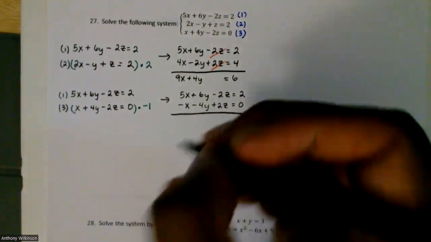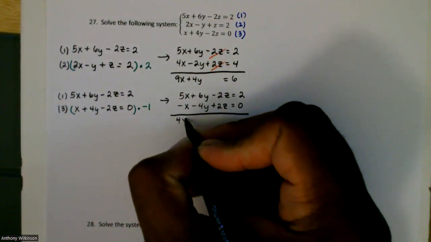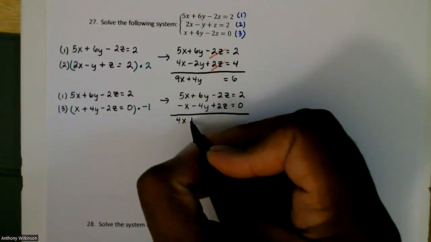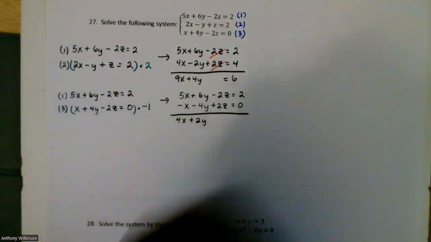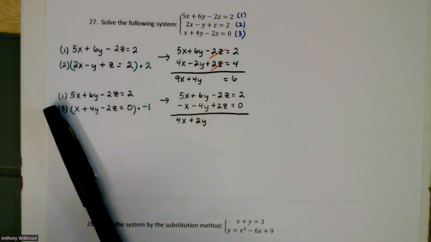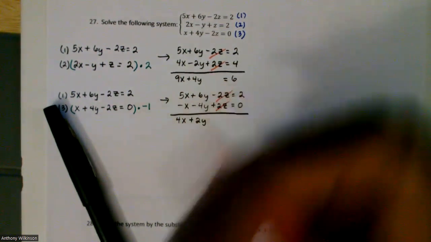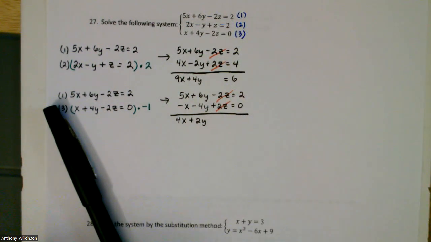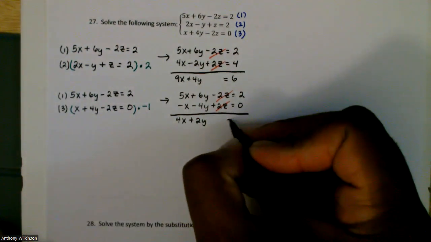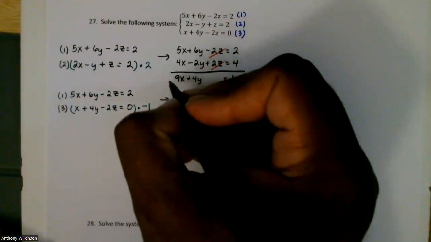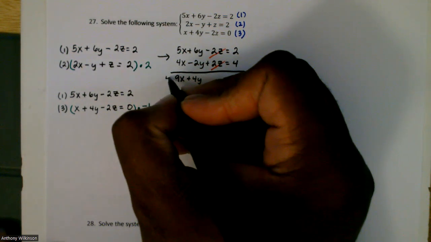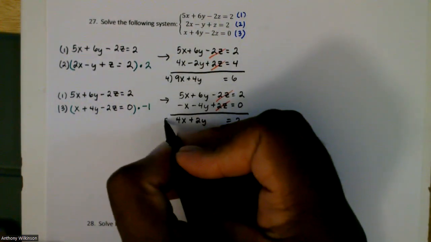Now I'm going to add the two equations together. 5x minus 1x will be 4x. 6y minus 4y will be plus 2y. And of course, that minus 2z and the plus 2z adds to 0. Then that would be equal to 2 plus 0, which is 2. And by the way, let me go back here and label this as equation 4, and this one equation 5.